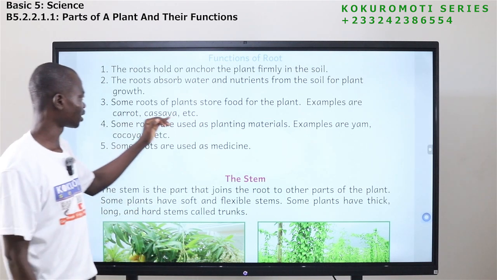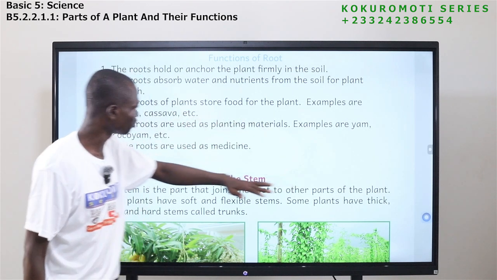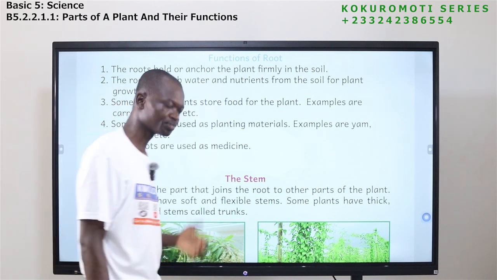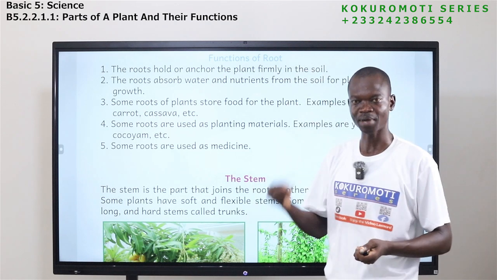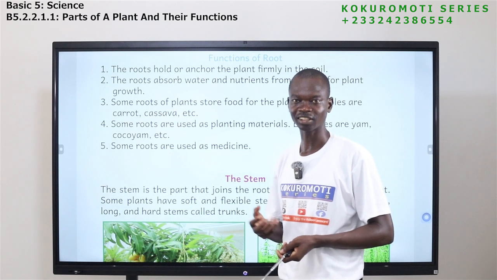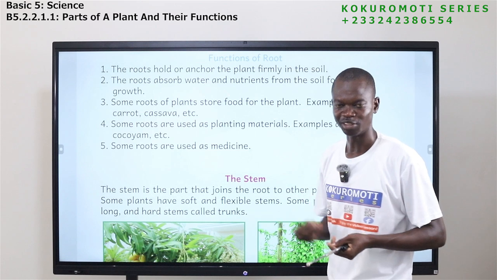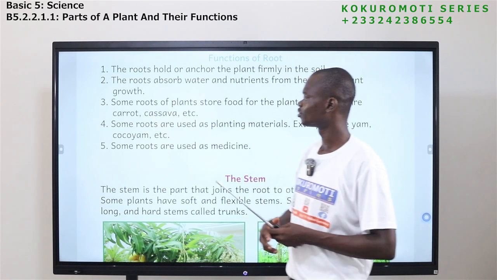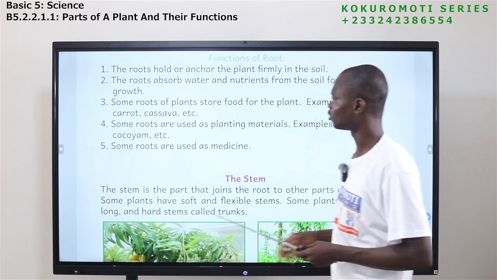Also, the roots of plants store food. Some roots of plants store food for the plant. Examples are carrot and cassava. All these are plants, but the parts that we can get food from are the roots. If you want to prepare fufu from cassava, you use the roots, you don't use the leaves or the stem. If you want carrot, you use the roots. So they store their food in the roots.